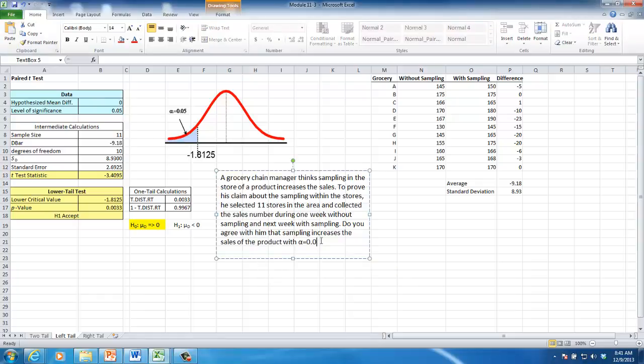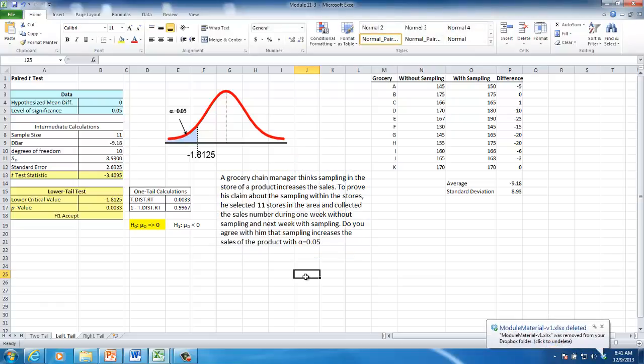Here, for instance, the grocery chain manager wants to compare the sales without sampling and with sampling. His expectation is that with sampling the sales will increase. So he selected 11 different stores. You can see here those are different stores: one week's sales without sampling and another week's sales with sampling.